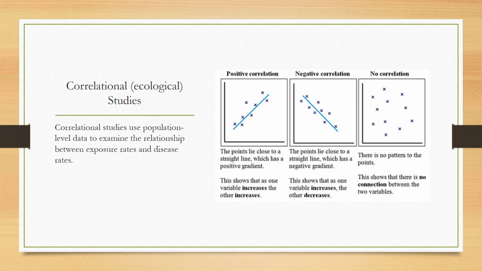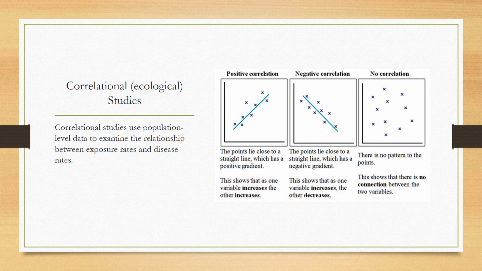Okay, so now we're at correlational or ecological studies. Correlational studies use population level data to examine the relationship between exposure rates and disease rates. Take a look at the graphs to the right. Here we have where the axis X and Y have met, and there's a little X there. And you can see that it has formed a positive slope, so it's going upward. And that's a positive correlation, and it shows that one variable X increases as the other increases.